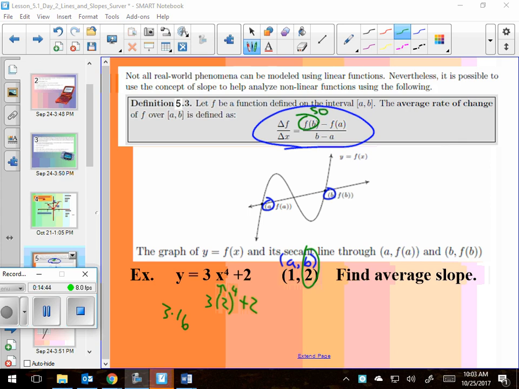Can anybody verify the 50? All right, good. Then I'm going to put in F of A. That means put A into this function. Thankfully, that's a nice, easy one. Because 1 to the 4th is just 1. 1 times 3 is 3. 3 plus 2 is 5. So 50 minus 5 over, and this bottom part, super easy. B minus A, 2 minus 1. 2 minus 1 is 1, of course. So then this final answer is 45.